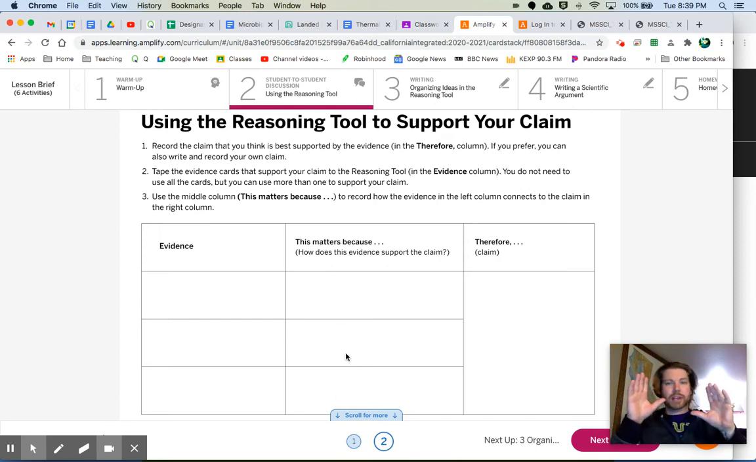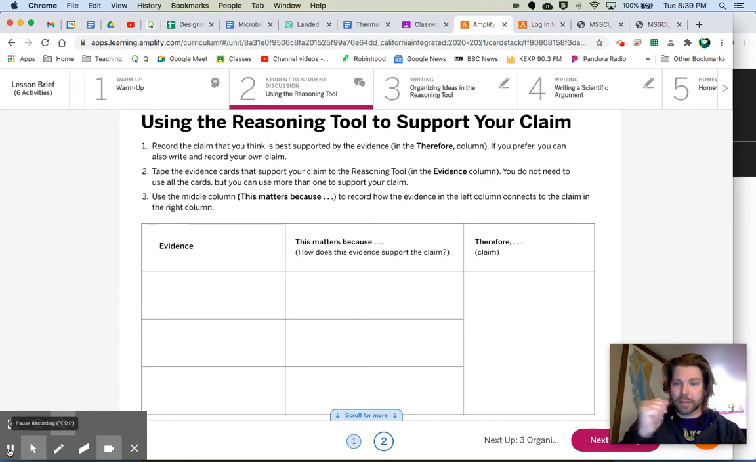So I have attached a reasoning tool that you can fill in to your lesson in Google Classroom. You can print it. You can write on it. It's a Google drawing, so you can put text boxes in there, what have you. But fill that out, okay? And then come on back to me.